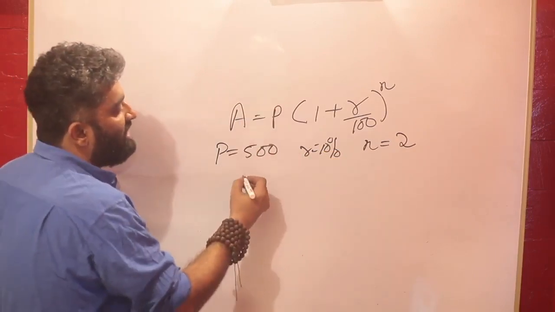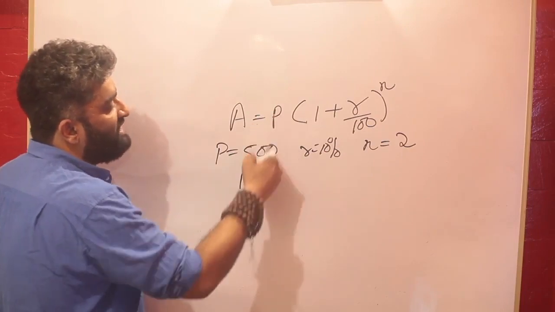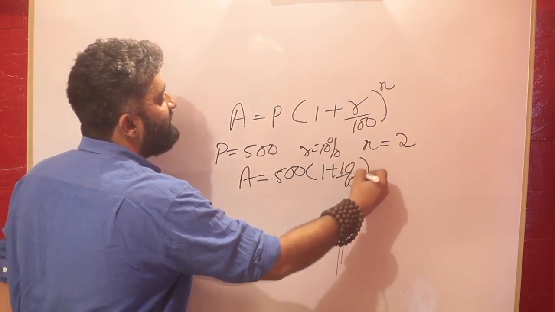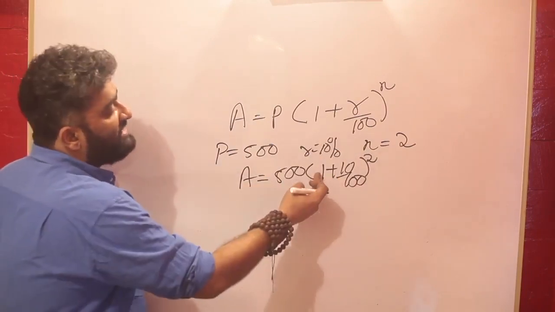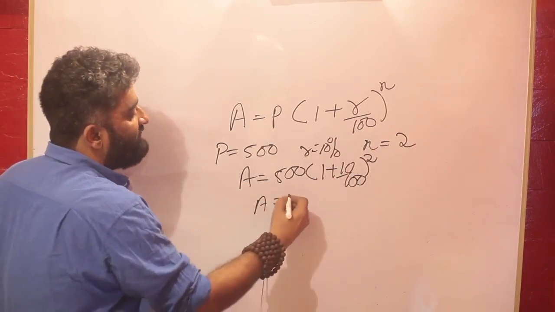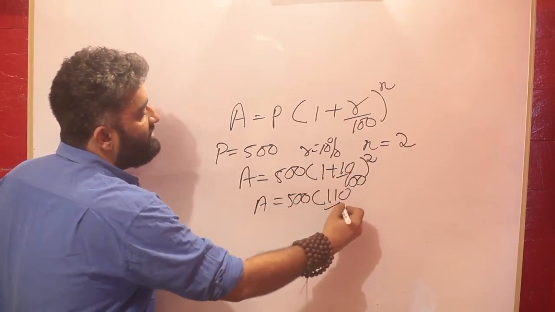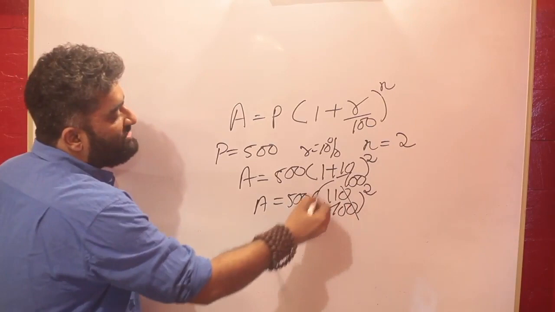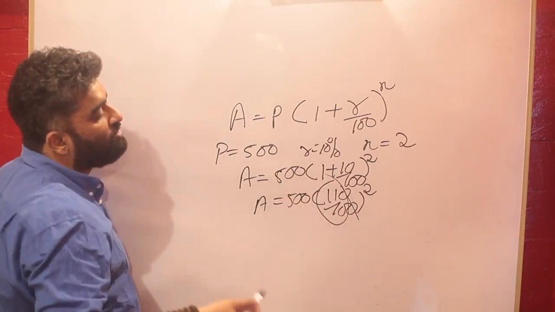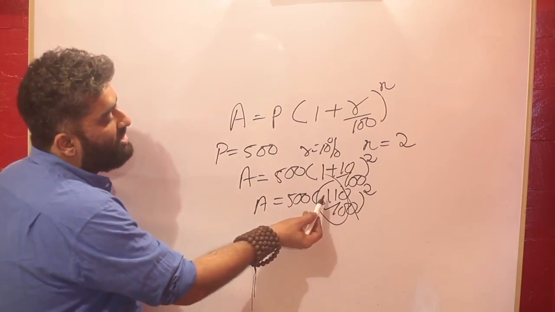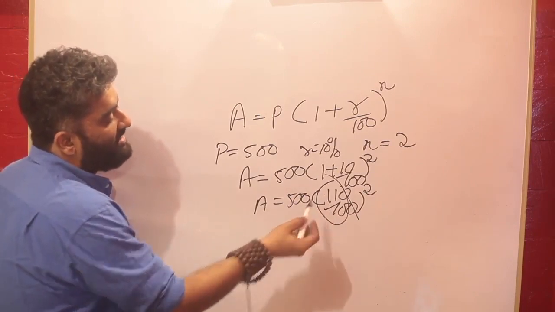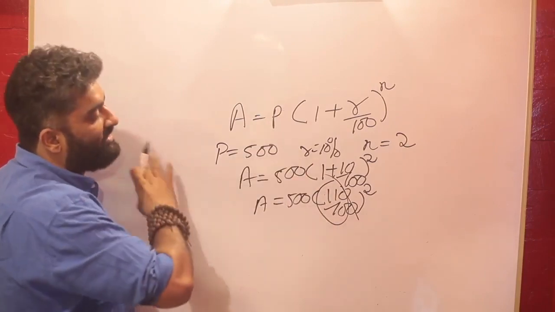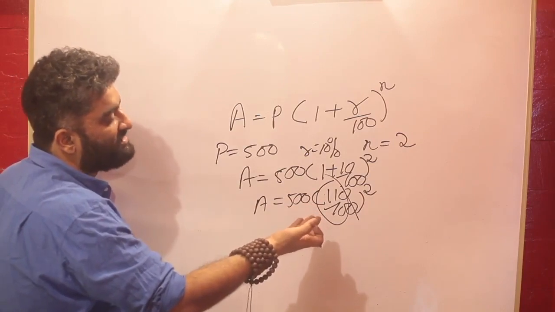Straight away, plug in the formula. I want the amount, so amount is equal to P, which is 500, into 1 plus 10 by 100, raised to 2. This 1 plus 10 by 100 obviously works out as 110 by 100, raised to 2. Now if I cancel out the zeros, I get 11 by 10. If you have gone through percentage basics and ratio and variation, you should be very familiar with this idea of the multiplying factor. That is the second thing we learned in the previous video, how we can connect this formula to whatever we have learned earlier in percentages, because this is nothing but a percentage application.